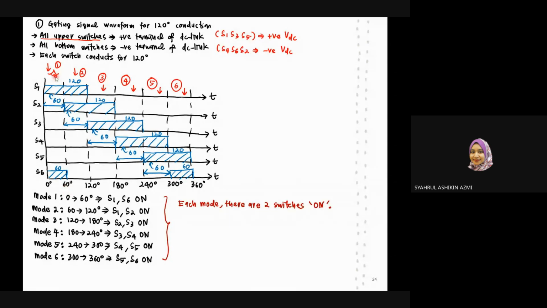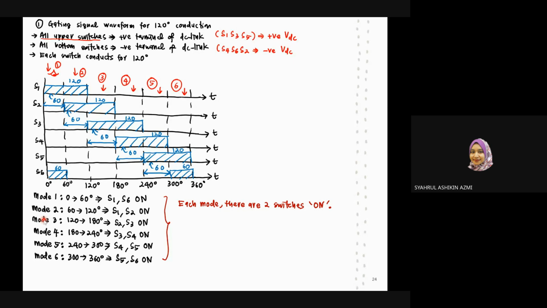Okay, and then from this gating signal waveform, if you look vertically, in order to determine the switches for each of the modes, we can summarize here. For mode 1, the duration is from 0 to 60. There are two switches that will be turned on, S1 and S6. Then for mode number 2, the period is from 60 to 120. S1 and S2 will be turned on.